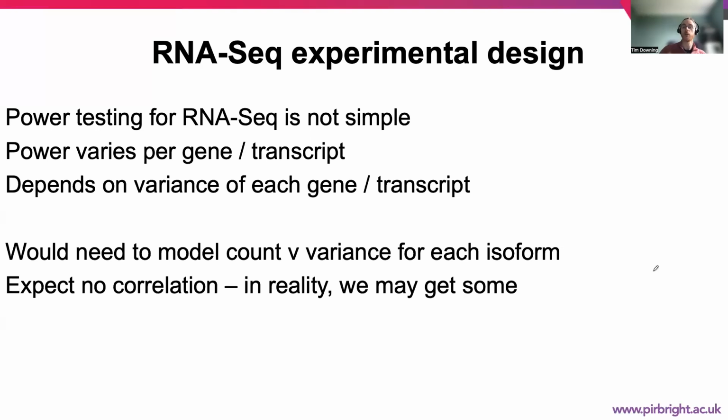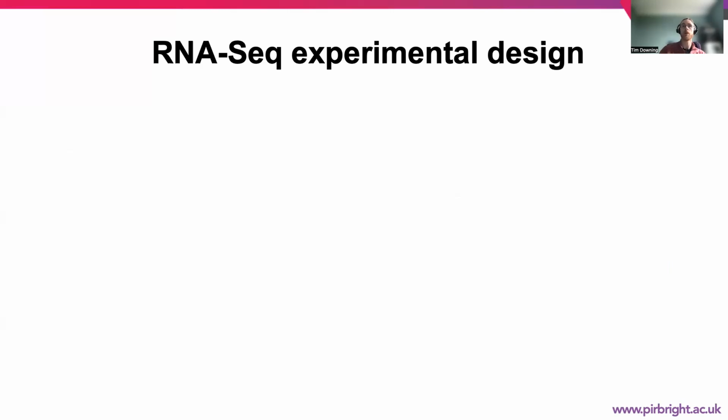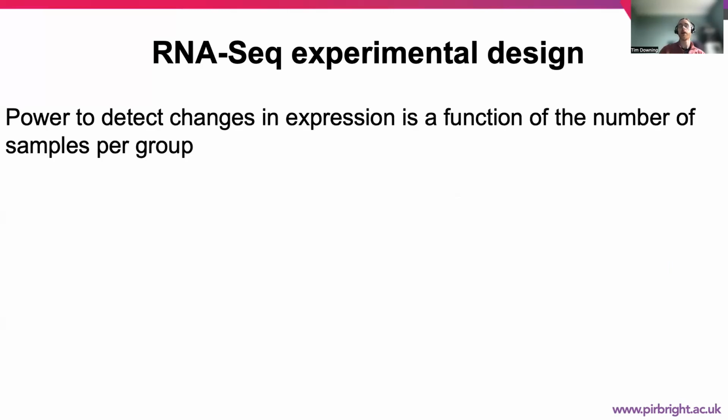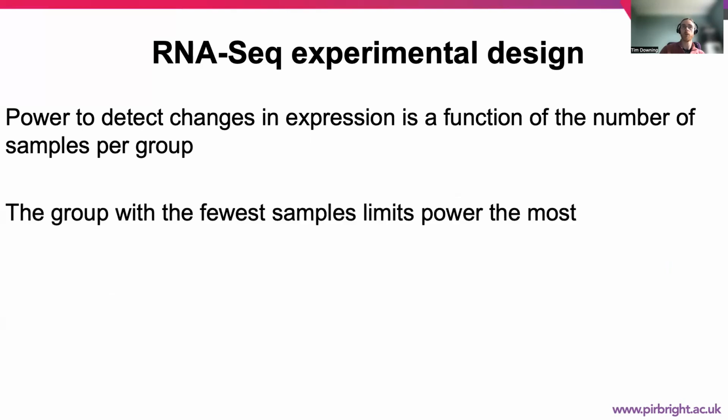So these are things we need to bear in mind when doing these experiments. The message I'm trying to get across here is that the capacity to detect changes in expression is a function of the number of samples per group. So it's not the cumulative one, it's per group. And we should be aware that the group with the fewest samples has the most limiting effect on power. So allotting numerous additional samples just to one group won't actually increase power as much as you might imagine.